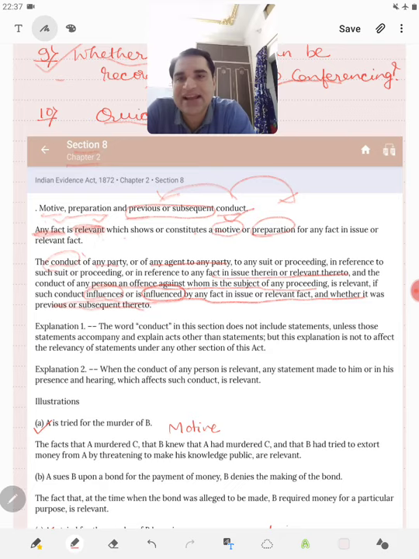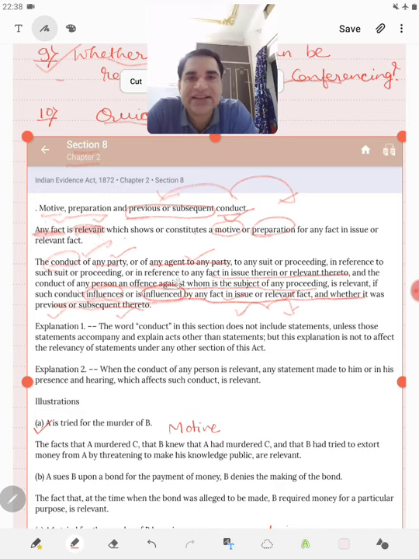So what it says is that conduct is also relevant. That conduct can be previous or subsequent, that is, before the event or after the event. But that conduct should be influenced by, or should influence, any fact in issue or relevant fact, and that conduct should be of any party or an agent or any person against whom the proceeding is going on.